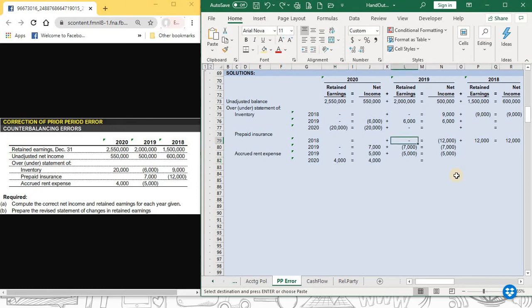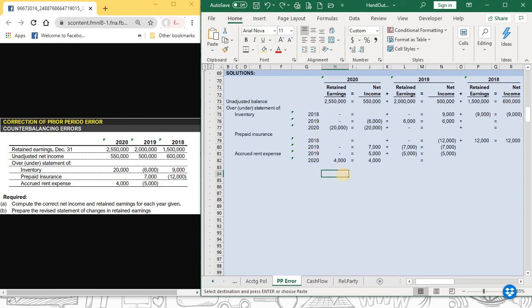So before the completion of the table, make sure that the equations are correct. For example, the accrued rent expense in 2018. So we have a negative 5,000 in net income, so that will be equals to negative 5,000 pesos. Then plus 5,000 pesos, it is 0. So same procedure will be for the negative 7,000 pesos, equals to negative 7,000 pesos plus 7,000 pesos is equals to 0. So always maintain the correctness of the equations per row.